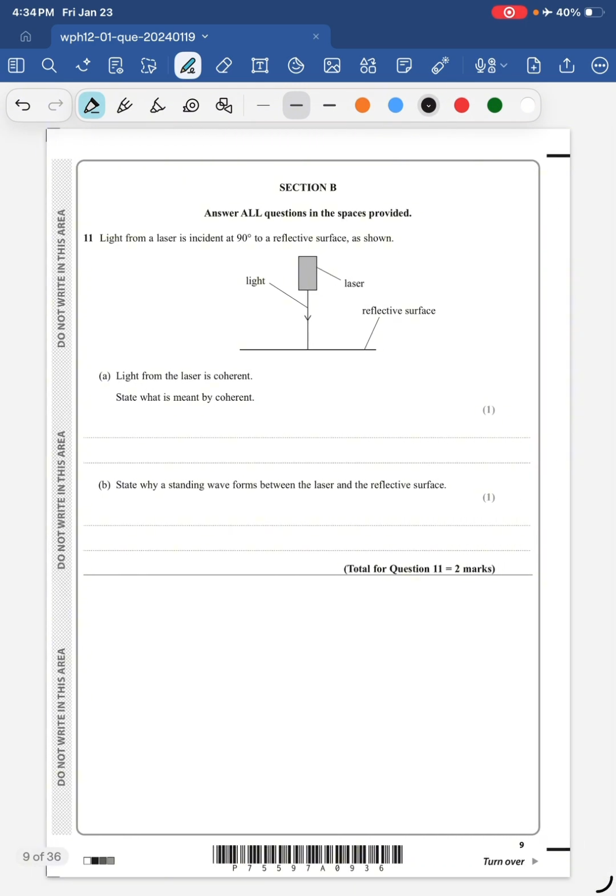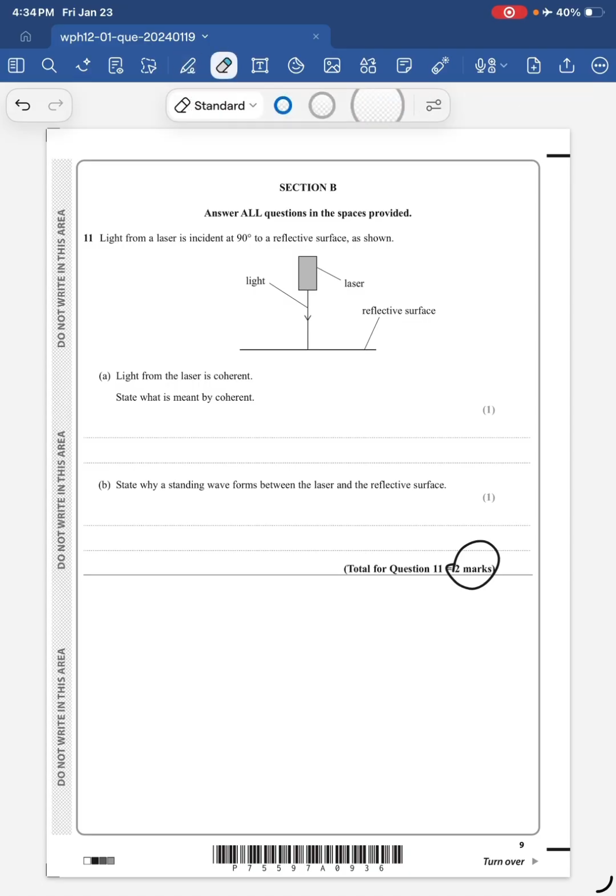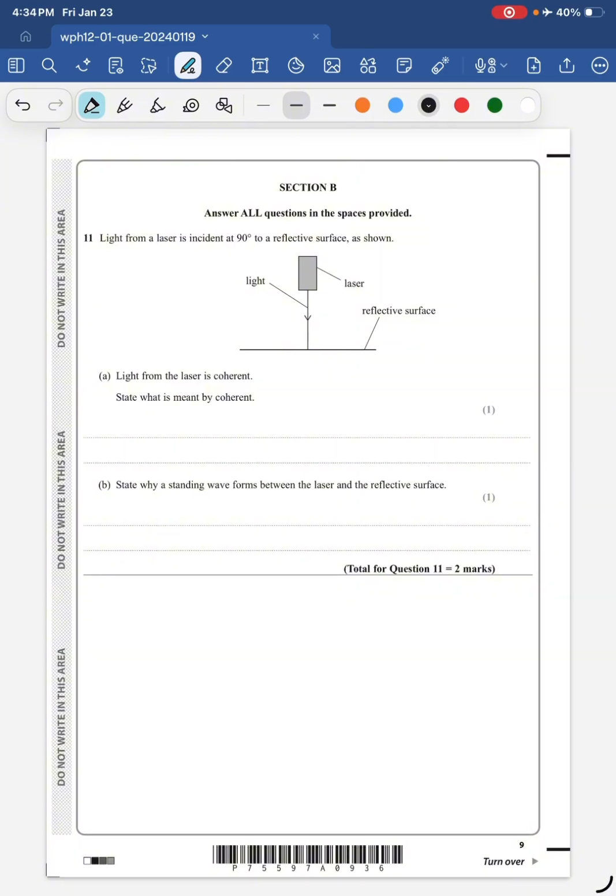All right, let's move on to question 11 now. Okay, this is a 2-mark question, therefore we expect it to be simple and quick, right? 2 minutes. So let's see. Light from a laser is incident at 90 degrees to a reflective surface as shown. Okay. A. Light from the laser is coherent. State what is meant by coherent.